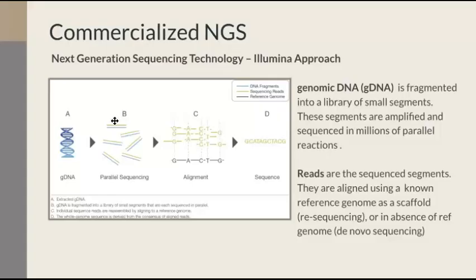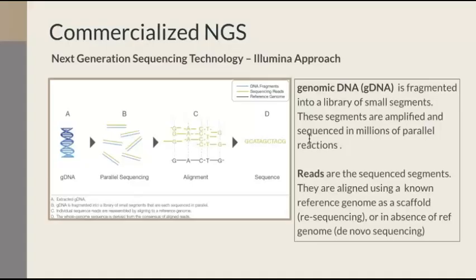And then once you have them in parallel, you end up with what are called reads. The reads are the sequence segments, and you're going to align them to some sort of scaffolding, some sort of reference genome. So we do the alignment, and then from that we can pull out what our consensus sequence is. There are times in which you do not have a reference genome.